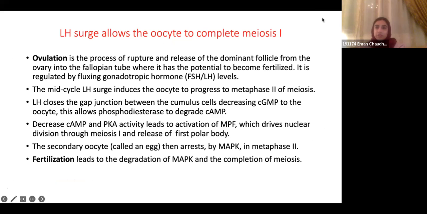Now, we went over this already. Do you guys understand the LH surge? Or better yet, does anybody want to explain basically what's happening? Somebody tell me, okay, somebody answer me this. How does the LH surge occur, and what is happening, and why is it important? Does anybody want to answer?